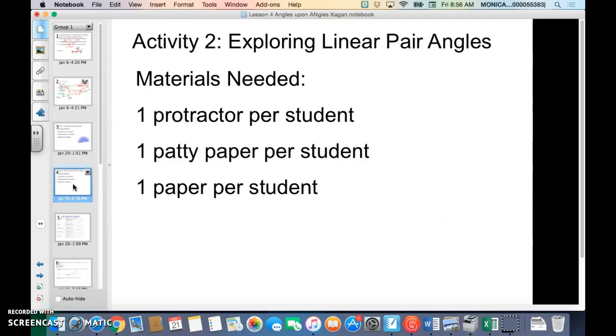All right, the second activity we're going to do today is exploring linear pair angles. And again, you will need a protractor, patty paper, and one piece of paper. And you'll find all of that in your white bucket in the back of the class. And when you're done with that, please have your group raise your hand and I will come review and we'll discuss it.